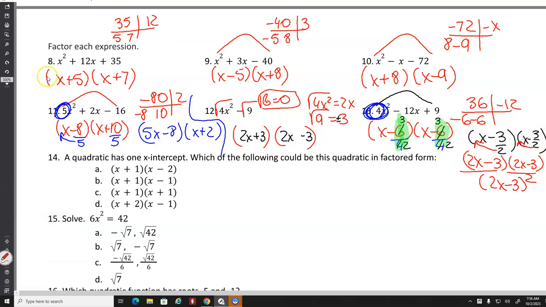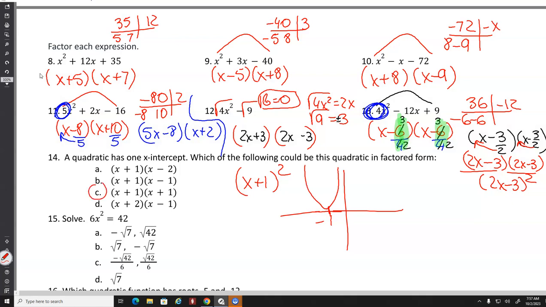All right. Question 14. A quadratic has one x-intercept. Which of the following could be this quadratic in factor form? So one intercept means that the factors should be the same. That means the function only has one zero, one time that the function touches the x-axis, and it would be at negative 1, because of course when we set it equal to 0, x will equal negative 1. So that's when it bounces up at this point and it only touches it one time.